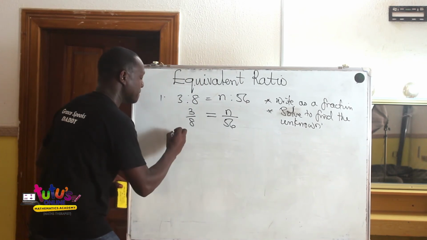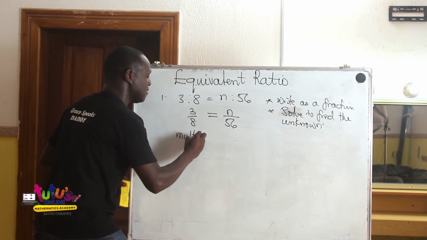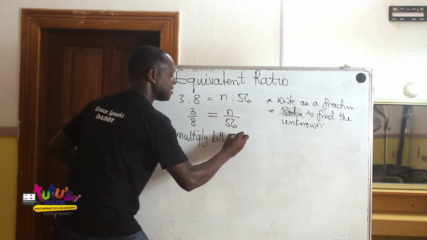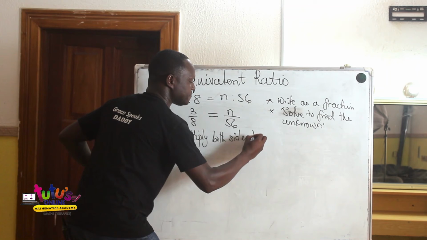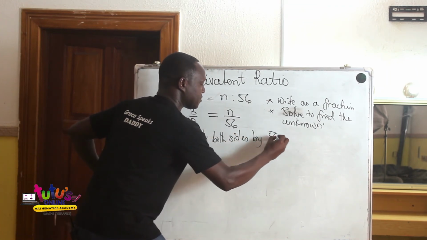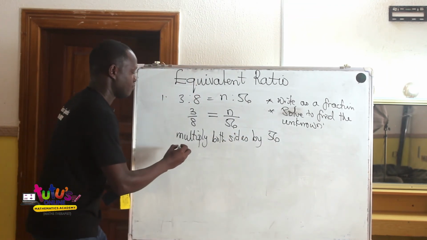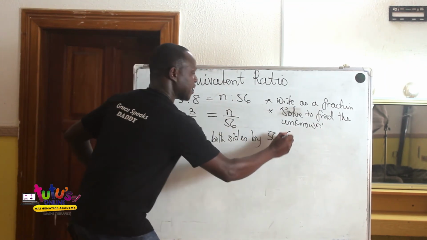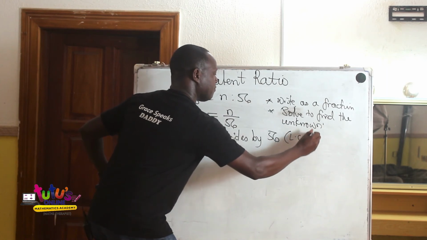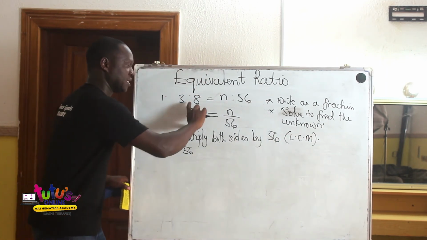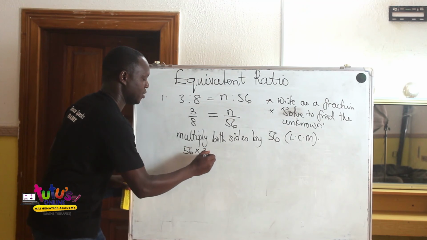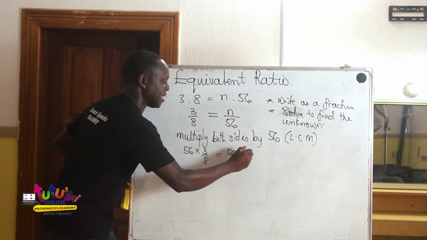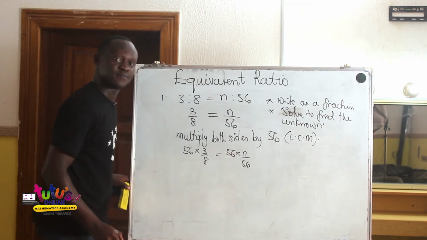Now, this is what you do. Multiply both sides by 56. So this will be 56, bracket here, LCM. 56 times 3 over 8, equal to 56 times n over 56.